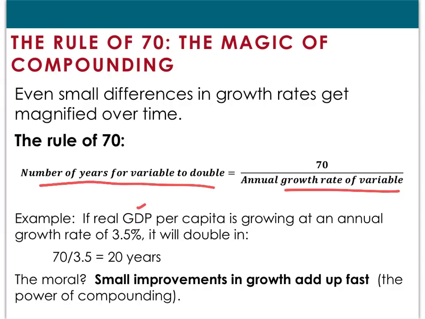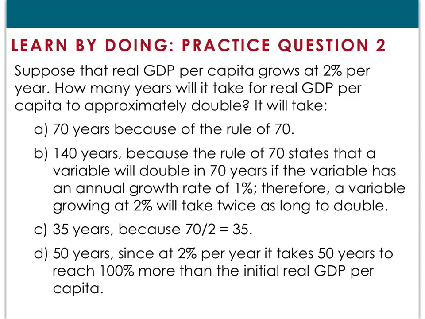In the GDP world, you can use this for GDP per capita. If it's growing at 3.5% per year, it doubles in 20 years. So the moral of the story is that small improvements in growth do add up fast. And here's a practice question for you. Feel free to pause it, read it, and answer it. And of course, the answer is, just like your hair, 35 years.